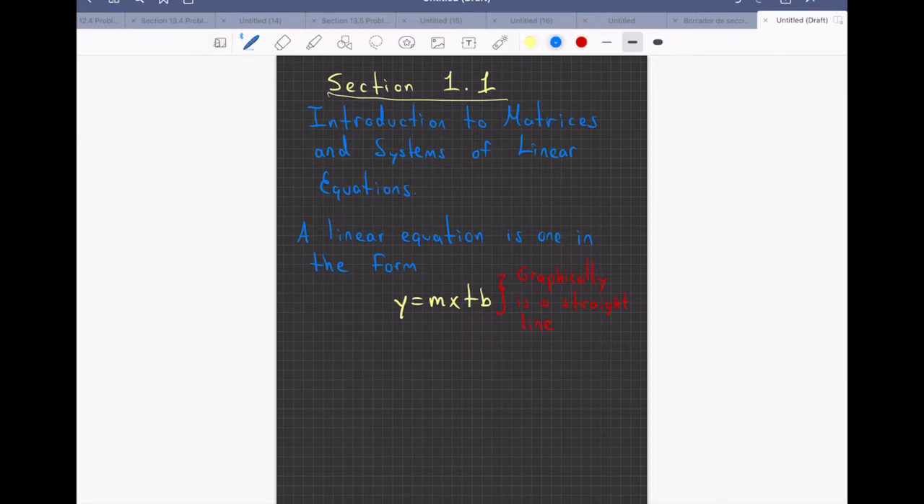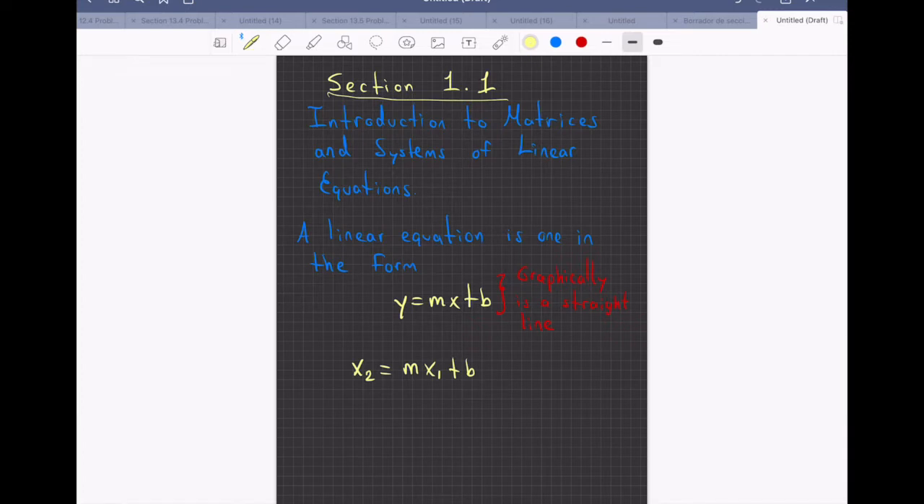But here we would use a different notation. Instead of the y, I will be using only x, but with subscripts. For example, x2 playing the role of the y, so it will be x2 equal to m times x1 plus b. It's the same thing, but instead of the y, we're using only x with subscripts to distinguish the different x numbers.